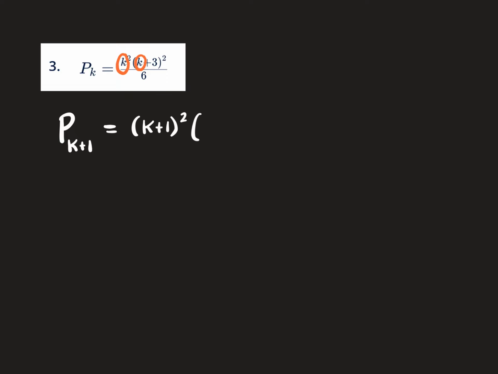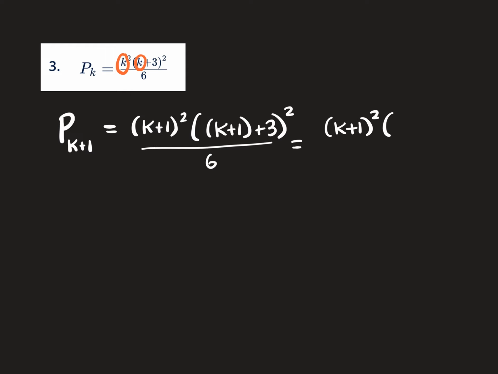Instead of just being K plus 3, it has to be K plus 1 plus 3 and then squared, all over 6. So when we simplify that, what that will look like is K plus 1 squared, I don't need you to multiply that out, times, this piece here, this is all just being added together. So I could just add K plus 1 plus 3 and get K plus 4 squared, all over 6. And then that's it. That's all you have to do.